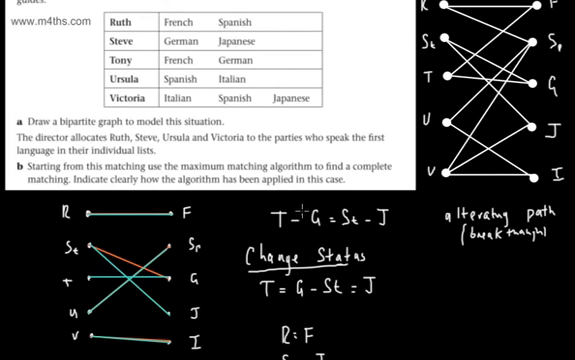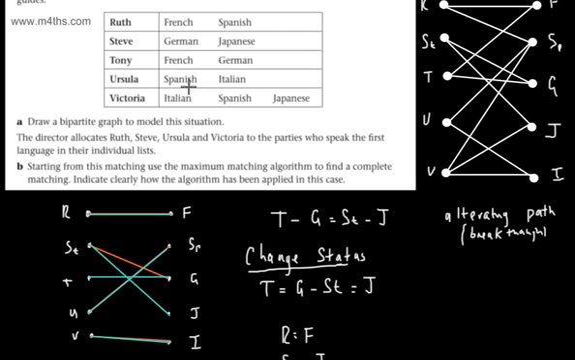Now, I didn't need to do that. It was just that I spotted ahead that Steve spoke Japanese, Tony spoke German. If I can hook Tony up initially with German, which is matched with Steve, we could have done that. I could have gone around the houses a bit. So this is not a unique matching. What I could have done is sent Tony to, let's have a look how we can do this. Off the top of my head, we could have sent Tony to French. We know that Ruth was matched to French. Ruth could go to Spanish. Spanish was initially matched to Ursula.